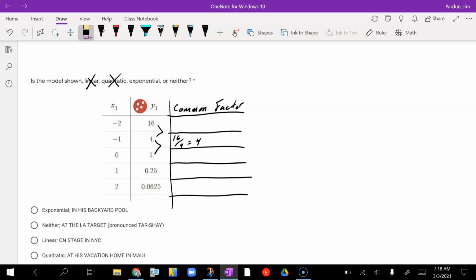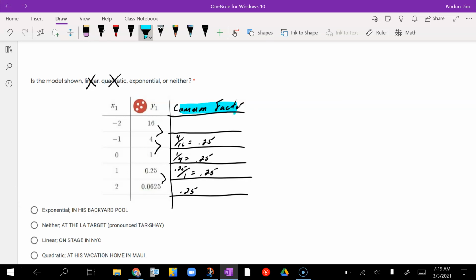Hold on, I said that wrong. My fault. Go back. To figure out what I'm multiplying 16 by to get 4, I'm going to take 4 divided by 16. That gives me 0.25. So basically, when I take 16 times 0.25, I get 4. When I take 4 multiplied by 0.25, I get 1. When I take 1 times 0.25, I get 0.25. So this is how we find this common factor. We use division to do this, and this one's going to be 0.25.